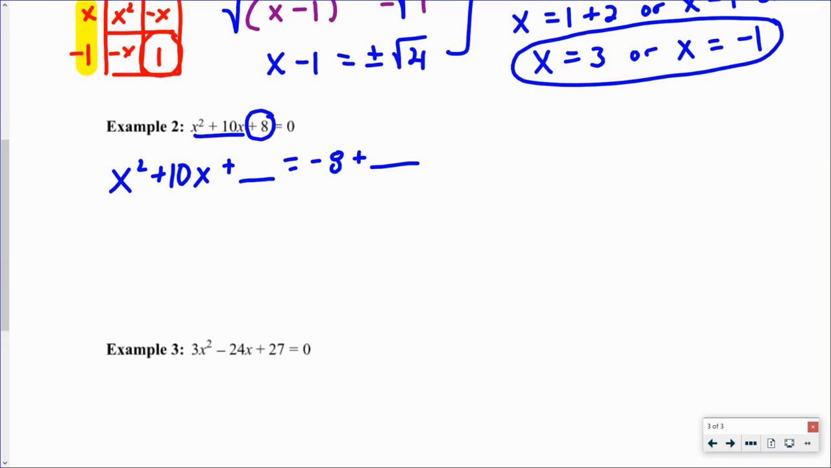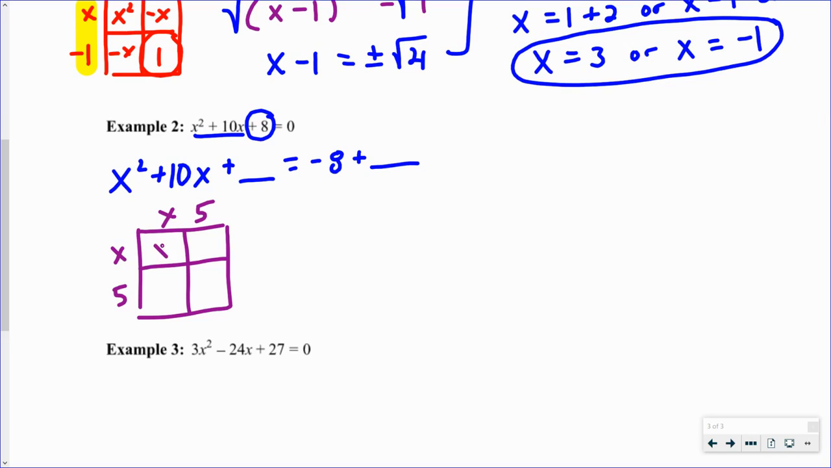A lot like the exercises that you did coming into this. So we need an x and an x for our factors. And then to get that middle term, 10x, we're going to need a 5 here and a 5 here. So x squared, 5x, 5x, and then 25. So the number that we need to complete the square is 25.